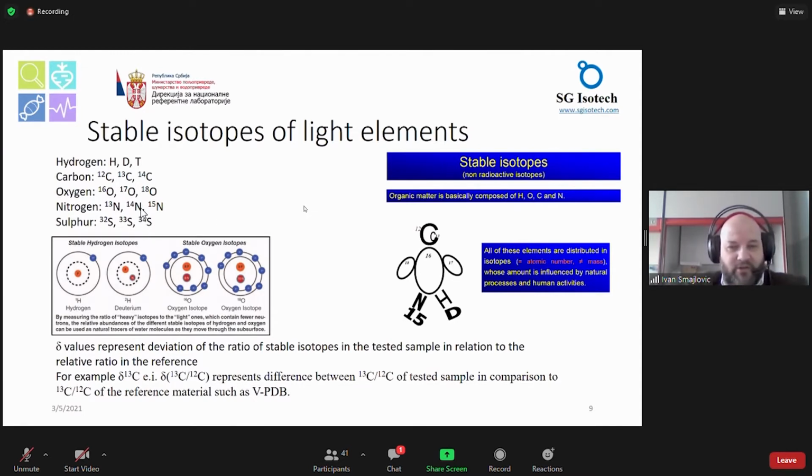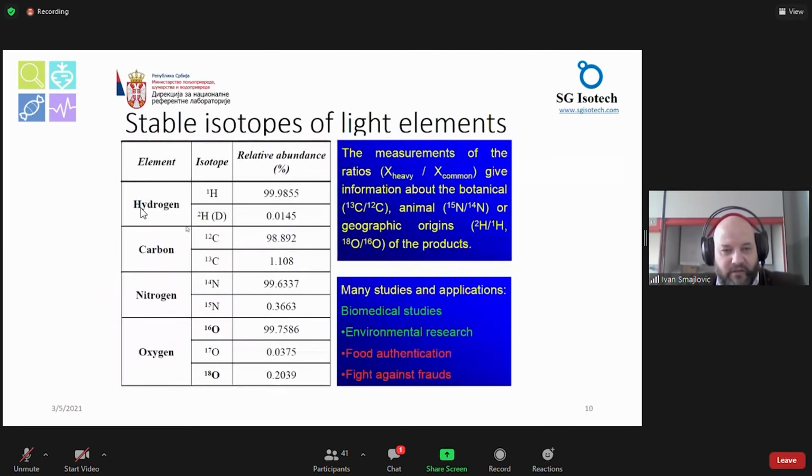So when we are talking about isotopes, we need their abundance. I will come back to this slide, but I have to come here so that you can see relative abundance. In nature, 99.9855% of hydrogen is hydrogen, and only 0.0145% is deuterium. For carbon, this is 98.892 versus approximately 1% 13C. For nitrogen, 0.3663 is its stable isotope 15N. For oxygen, you will see that 18O is 0.2, 17O 0.03, and 99.7586 is 16O.